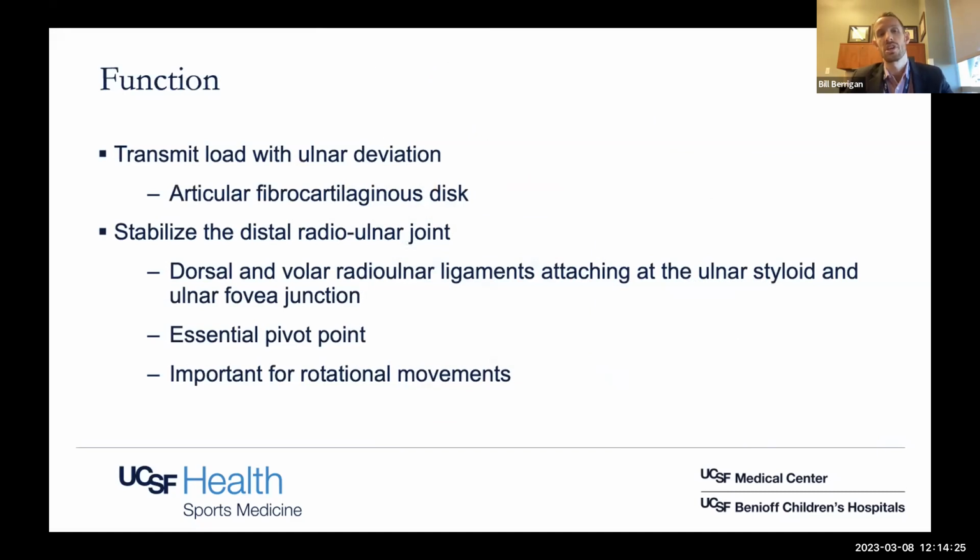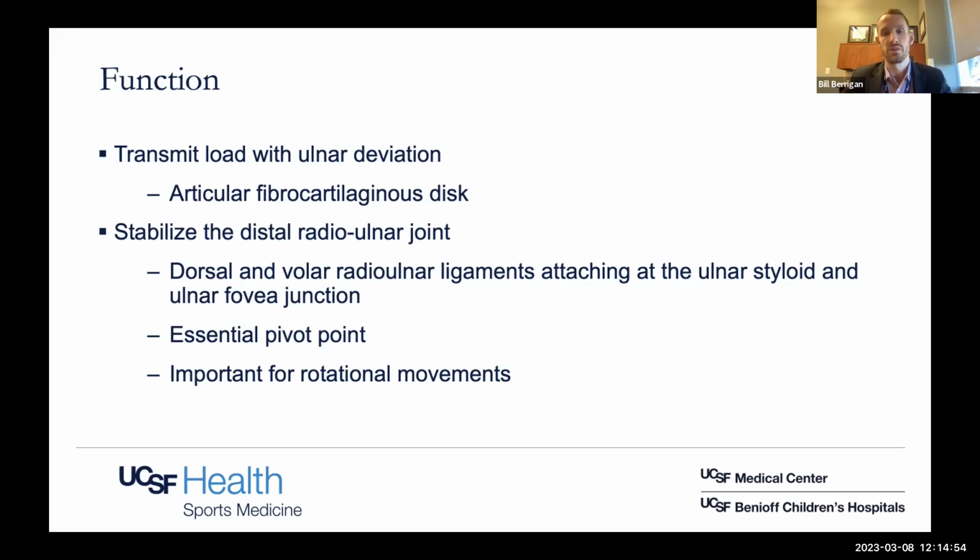Its function is to transmit load with any sort of ulnar deviation. When there is normal variance within the patient, you have about 60 to 80% of the load transmitted to the radius and 20 to 40% transmitted through the ulna. If you take out that TFCC, 90% is transmitted through the radius. So it also destabilizes that radioulnar joint. That's what those dorsal and volar radioulnar ligaments do.